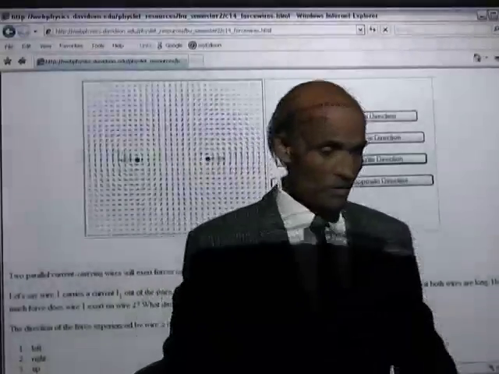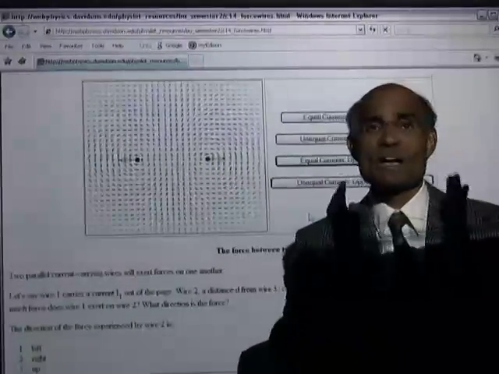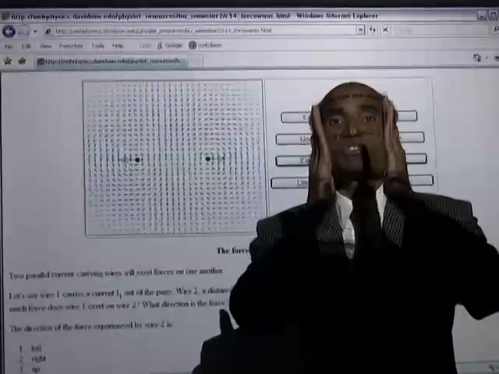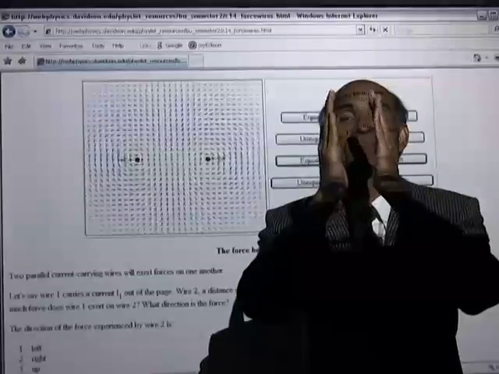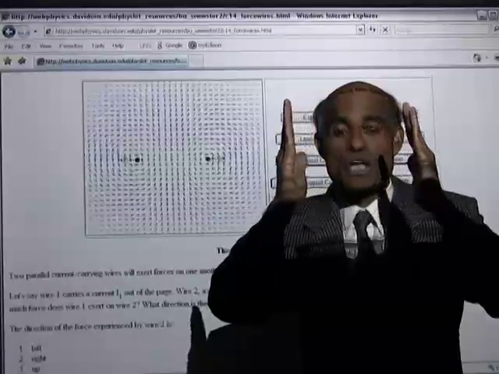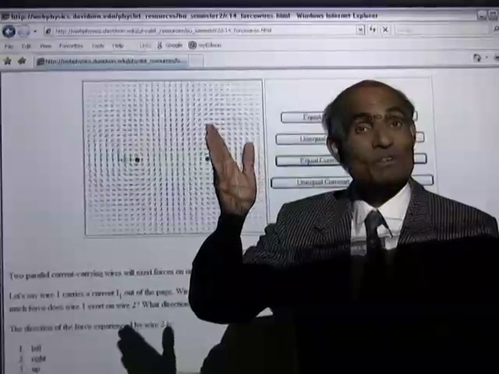So, if you want to put it together now, you can now say if two wires carry currents in the same direction, there will be a force of attraction. If two wires carry currents in the opposite direction, there will be a force of repulsion between them.